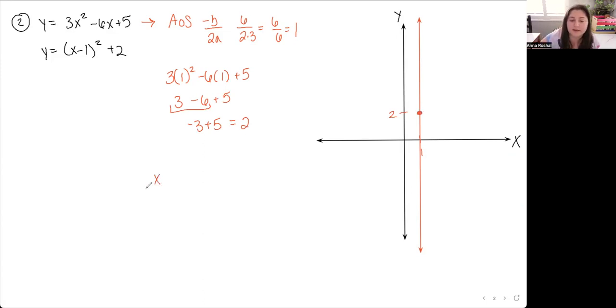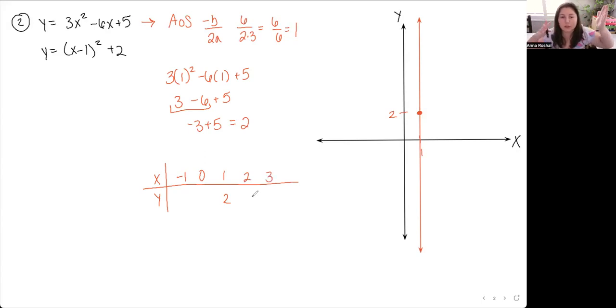I then go in and I get a table of values, right? So I know my vertex is going to be in the center at 1, 2. 2 numbers below 1 are 0 and -1, and 2 numbers above are 2 and 3. We always want to have 2 numbers, either below and above or both, so that we can figure out where the next points are going to be.